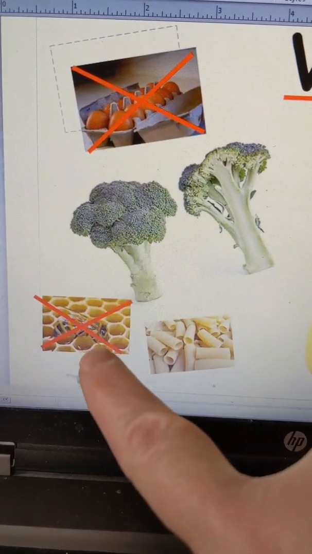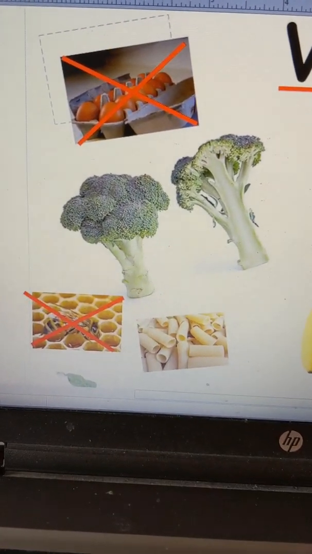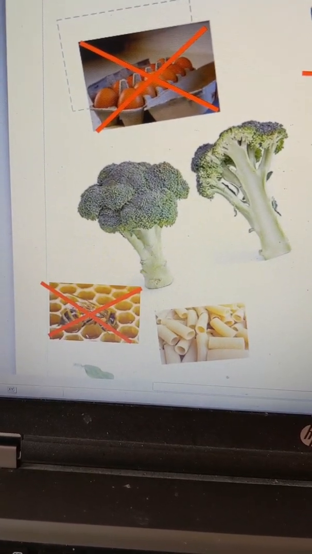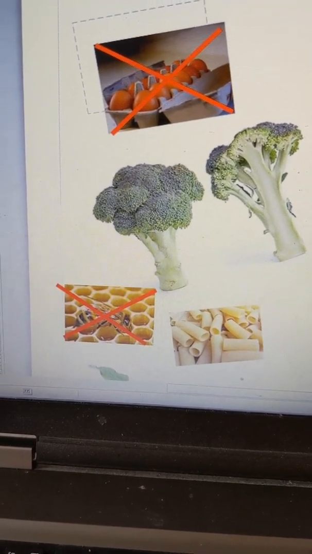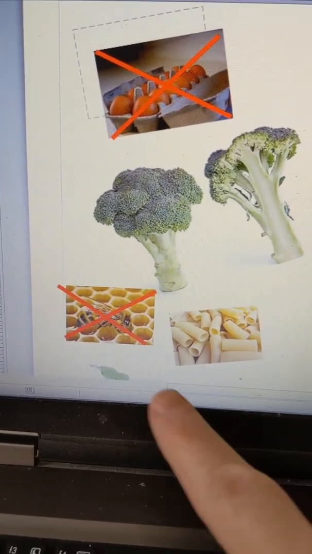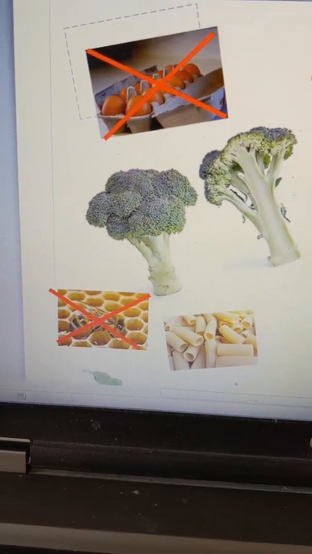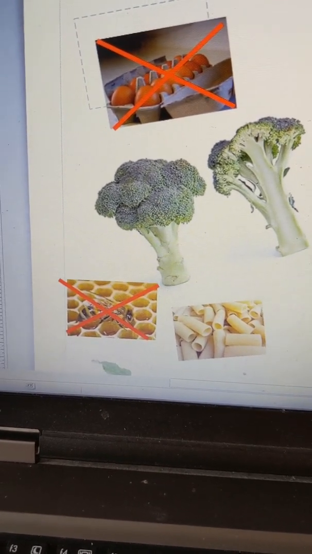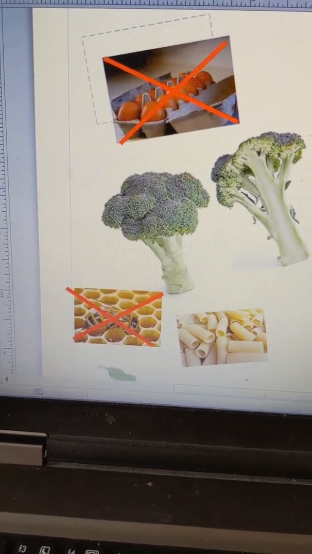How about this bee down here? I don't know anybody who eats bees. Do you? But what do we get from bees? What's this down here? That's honey, right? Well, vegans will not even use honey because it comes from a bee.